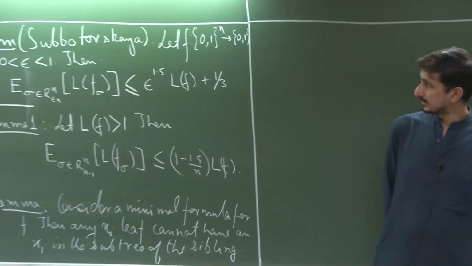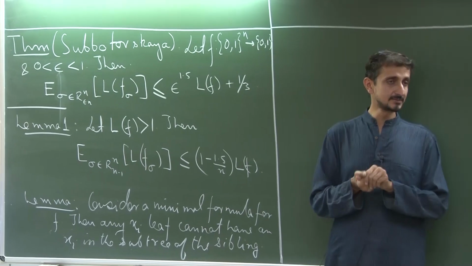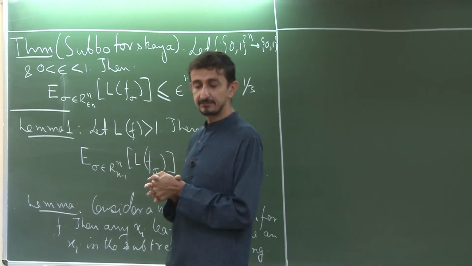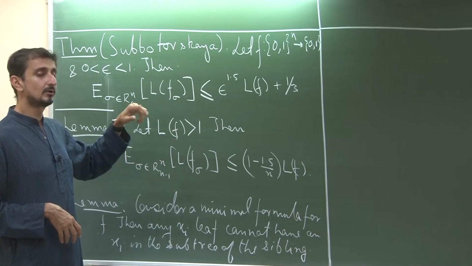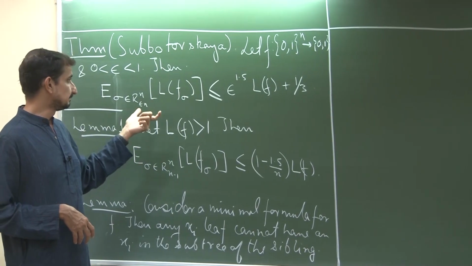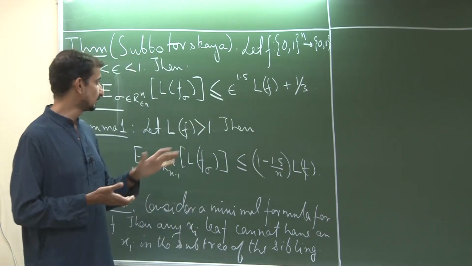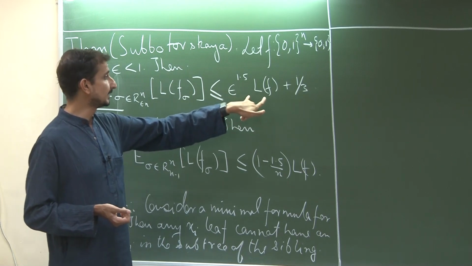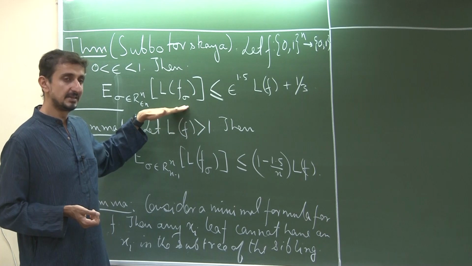So last class we were discussing how to prove Subotovskaya's theorem. Essentially what the theorem states is that if we have a Boolean function, and we want to consider the minimal formula size of that function, then we can give a lower bound on the formula size of the function based on a restriction.